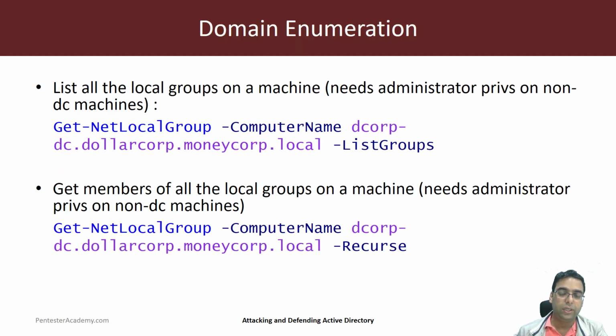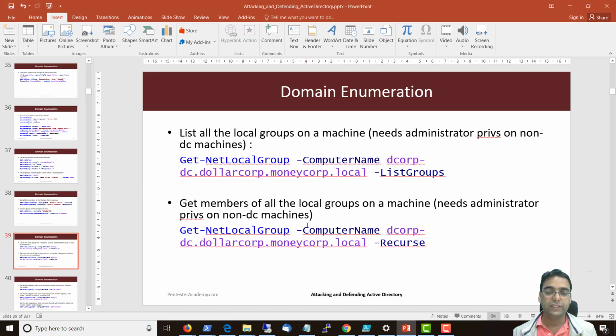Continuing with the enumeration, what we did was to list the domain groups. We can also list the local groups on a machine. Please keep in mind that other than the domain controller or domain controllers, we must have administrative privileges on the machine where we run this particular command.